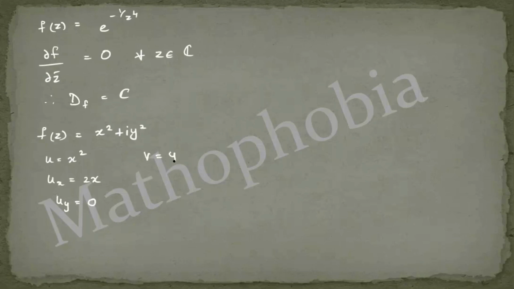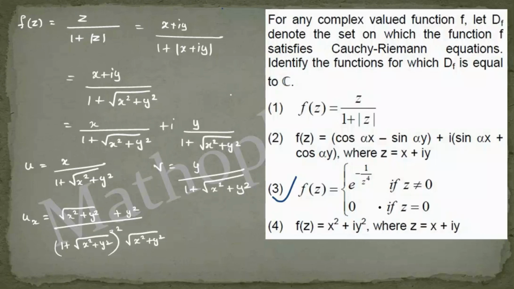And v is equal to y square, vx is equal to 0, vy will be equal to 2y. So this will satisfy the Cauchy-Riemann equations only at x equal to y. So option 4 is wrong. So the correct option is only option 3.